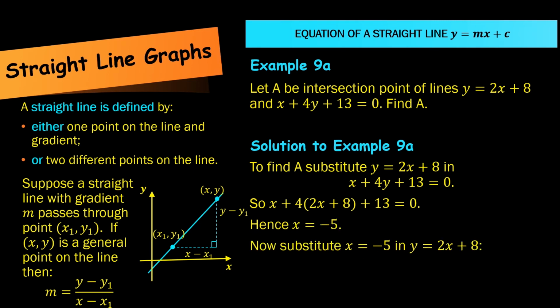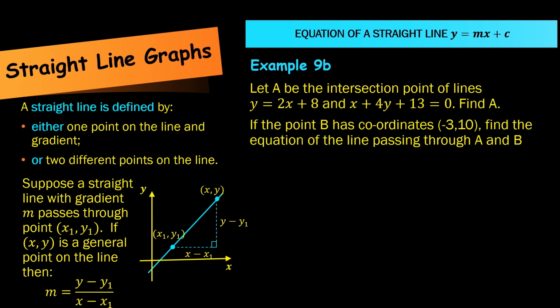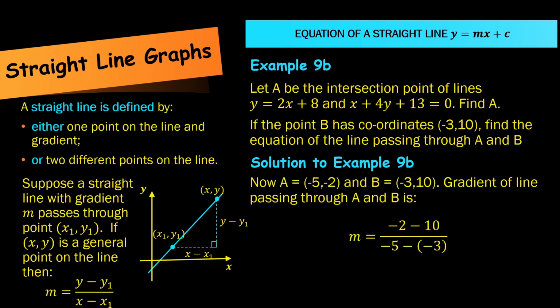Now substitute x equals minus 5 in y equals 2x plus 8, as shown. And tidying up gives us y equals minus 2. Therefore, A is equal to (minus 5, minus 2). Now solve example 9b. Now from part A, we know that A equals (minus 5, minus 2). And from the question specification, we have that B equals (minus 3, 10).